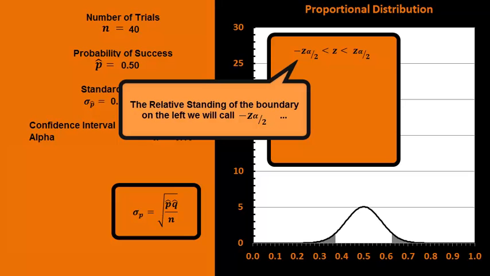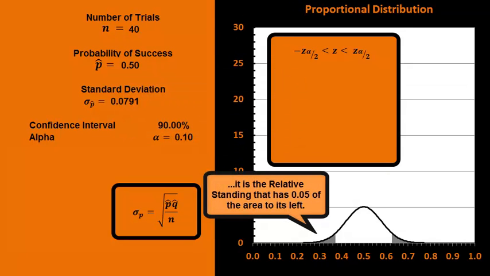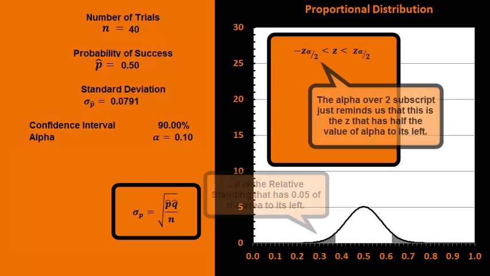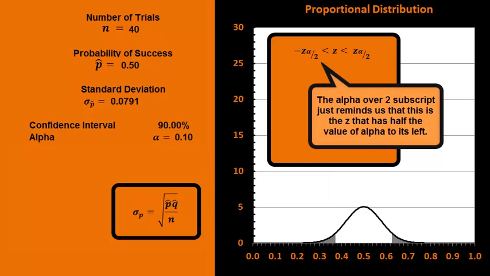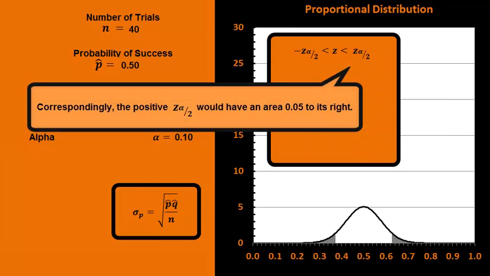The relative standing of the boundary on the left we will call negative z of alpha over 2. It is the relative standing that has 0.05 of the area to its left. The alpha over 2 subscript just reminds us that this is the z that has half the value of alpha to its left. Correspondingly, the positive z of alpha over 2 would have an area of 0.05 to its right.